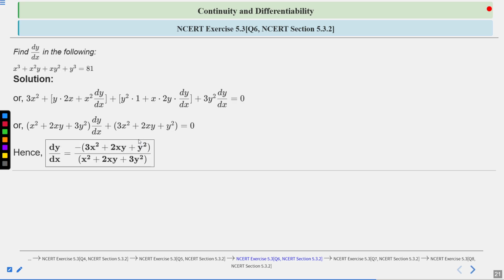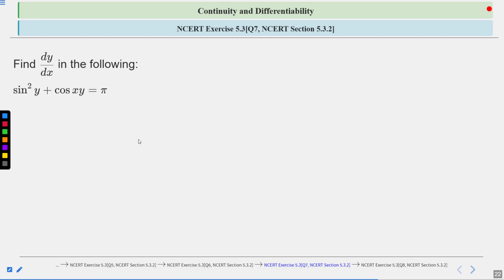Hence, we can find dy by dx will be equal to minus of (3x square plus 2xy plus y square) upon (x square plus 2xy plus 3y square). Hope you all understood this. Let us move to the next question.